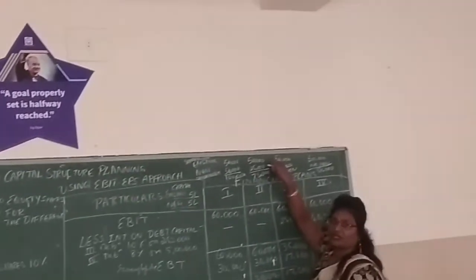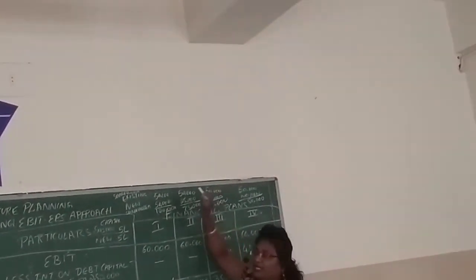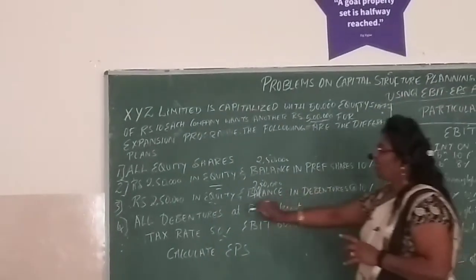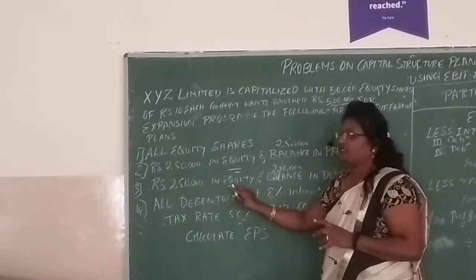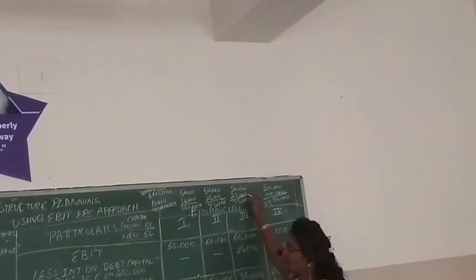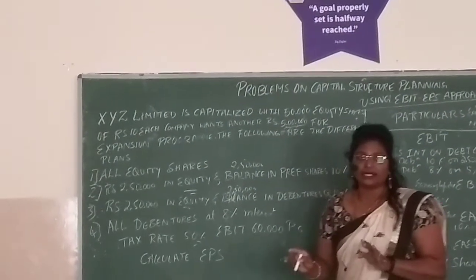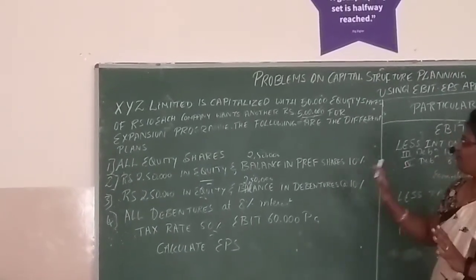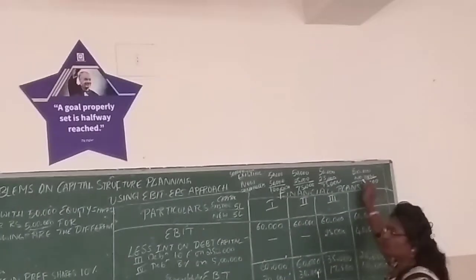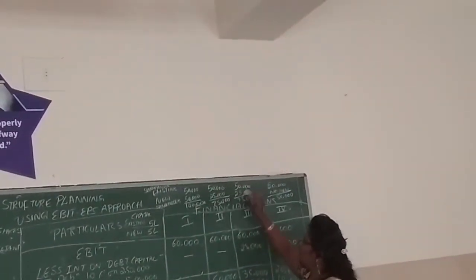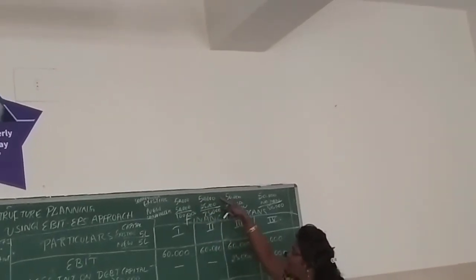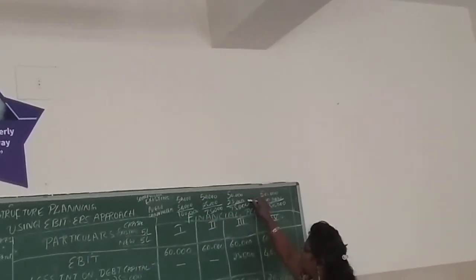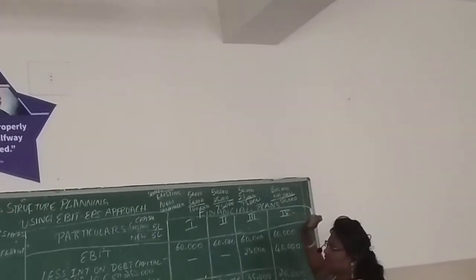You see here I have added 25,000 shareholders for plan 2. Similarly plan 3 is also talking about 2,50,000 in equity. So again in plan 3, 25,000 shareholders have been added. Let's see plan 4: all debentures, no equity shareholders added. So we are not adding any new shareholders, so I will write no new shareholders here. Now the total shareholders: 50 plus 50 is 1 lakh, 50 plus 25 is 75, 50 plus 25 is 75, and 50 plus no new shareholders is 50,000 as it is.